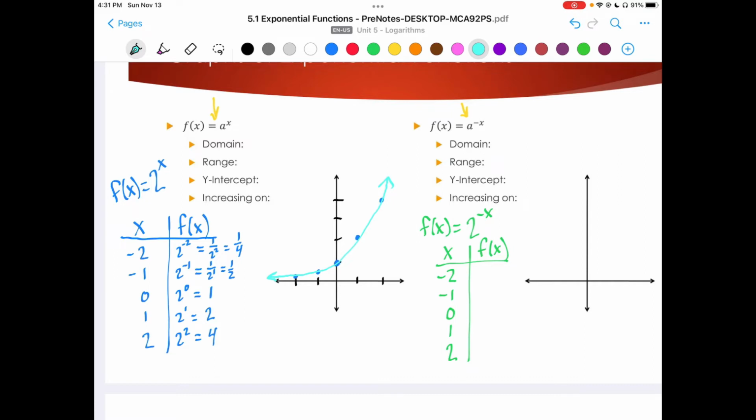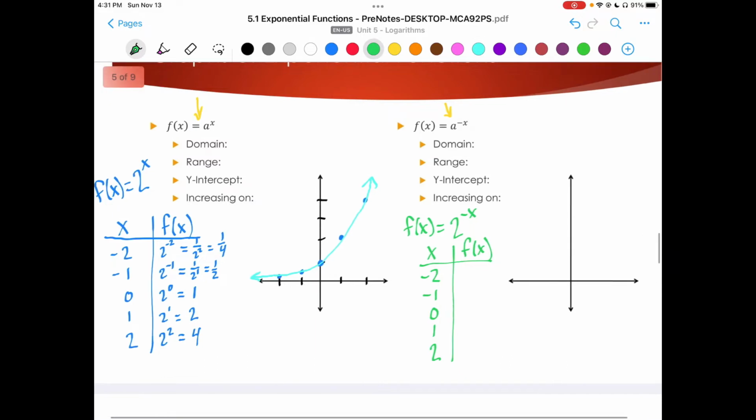Let's go over to our negative and see what happens there. So this time we have 2 to the -2, which is really just 2 to the +2. We get 2 to the -1, which is 2 to the 1, or 2. 2 to the -0 is still just 2 to the 0, which is 1. 2 to the -1 is 1 over 2, and 2 to the -2 is the same as 1 over 4. So I'll go ahead and draw my graph in here. 2, 3, 4.